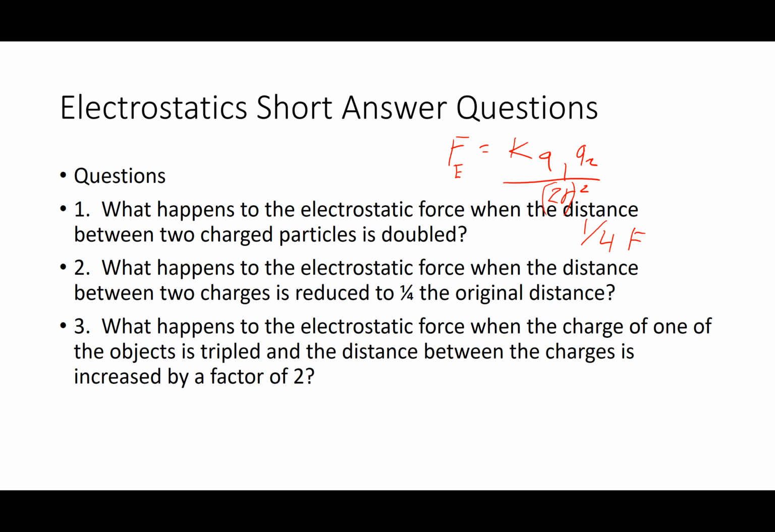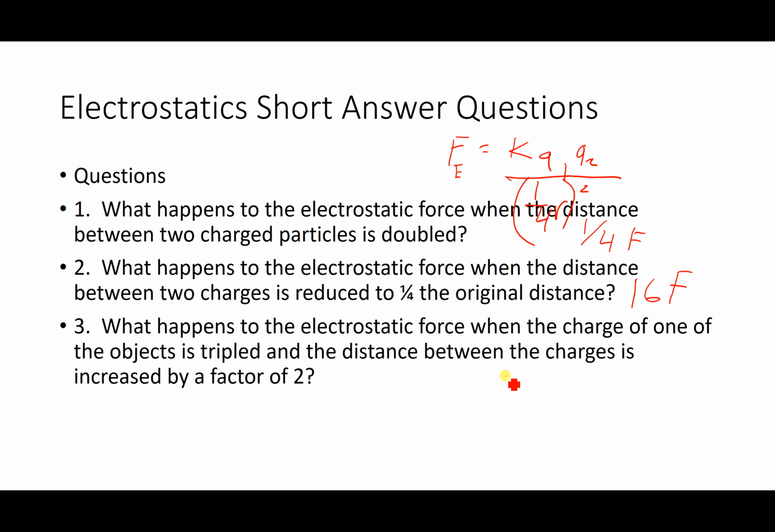Number 2 wants to know what happens to this electrostatic force when the distance is reduced to 1/4 the original distance. So again, we can use Coulomb's law to guide our thinking. This time the new distance is 1/4 that original distance. We've got to square that 1/4. So that's going to give us 1/16 on the bottom of our fraction. Well, when we simplify the fractions, that 16 is going to flip up to the top. And that should tell us that the new force is 16 times the original force.